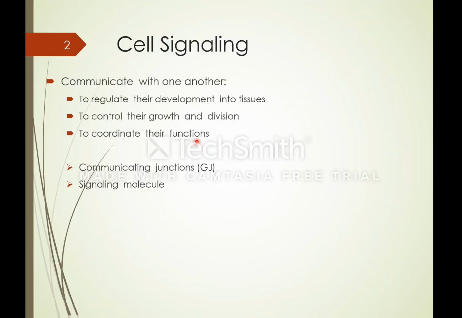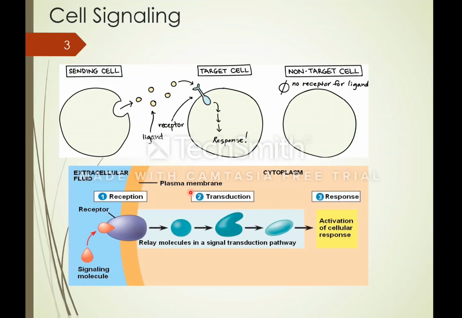and coordinate their function. Cell signaling is done in the cell by communicating junctions or gap junctions, and also by some signaling molecules that we want to know more about. In the cell signaling pathway, there are at least two types of cells: the sending cell and the target cell.